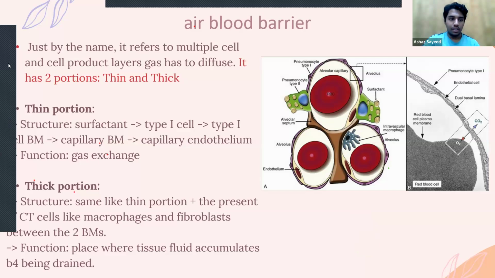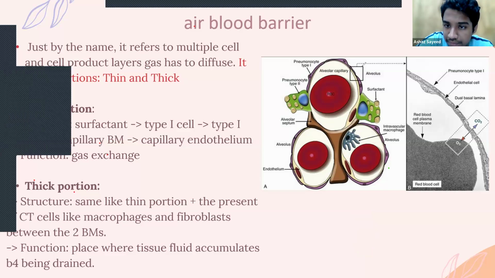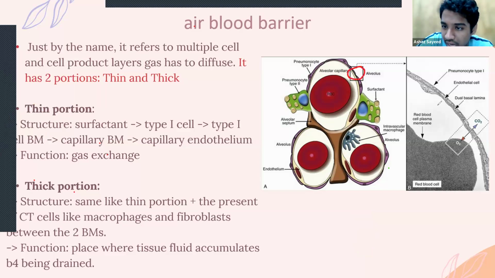So we're done. Some diagrams. You can see this thing, right? So it has this surfactant. Here's the surfactant, here's the pneumocyte type 2. This is your basement membrane, this is your endothelium, this is your lumen, and this is your red blood cell. The same thing over here. It's just easier to understand.